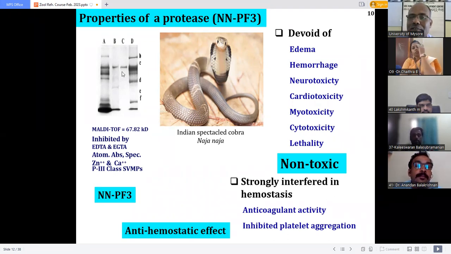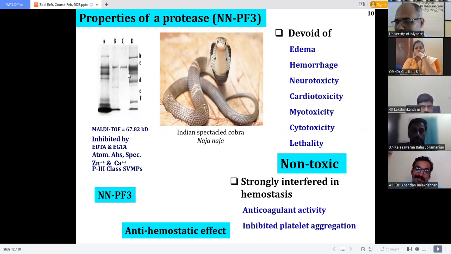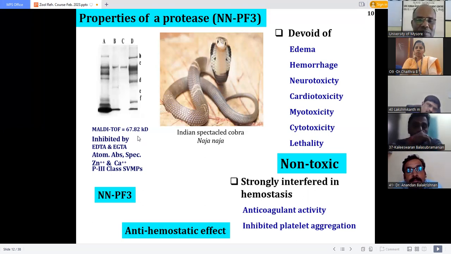And so in those days, during 1997 or 98, we purified this. At that time, showing a single band in SDS-PAGE itself was a big thing. So we demonstrated that in SDS-PAGE. And eventually at that time MALDI-TOF was introduced. We used MALDI-TOF technology to characterize its molecular mass. So MALDI-TOF mass spectrometry revealed its molecular weight as 67.82 kilodalton.